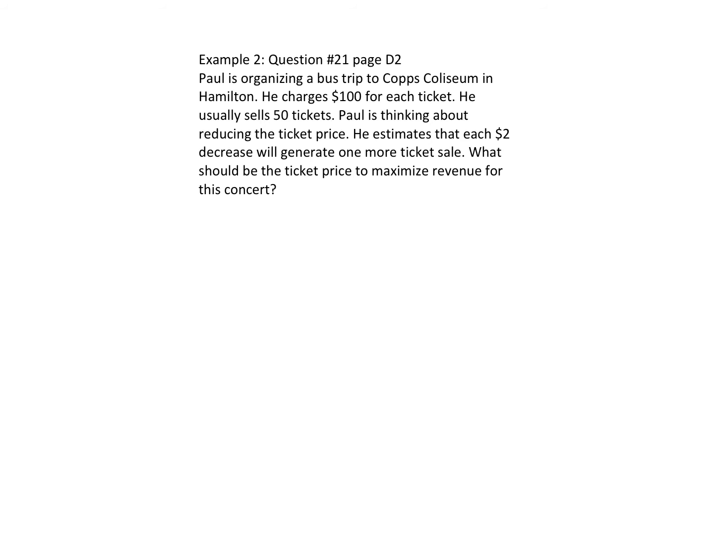Okay, in this question, it's a little dated because it talks about Copps Coliseum, which we know is First Ontario Place now. So let's fix that. He charges $100 for each ticket. He usually sells 50 tickets. He wants to obviously maximize his revenue. So you're always looking for that word maximize or minimize to know that it's optimization. And so he wants to maximize revenue.